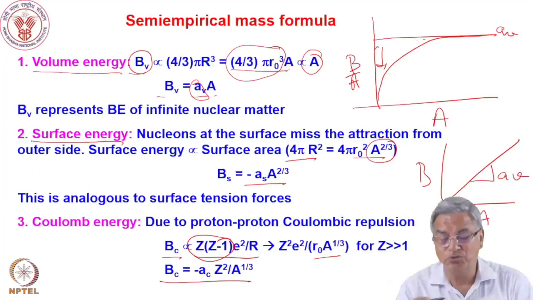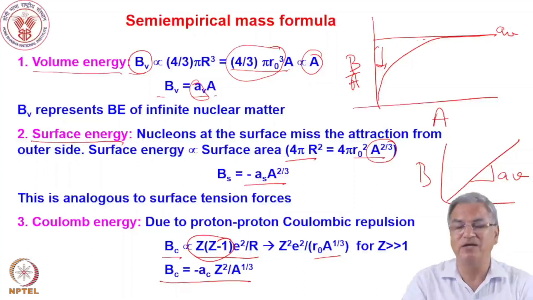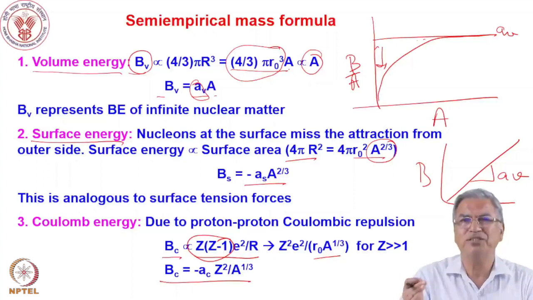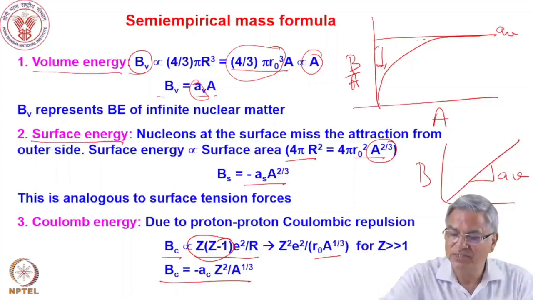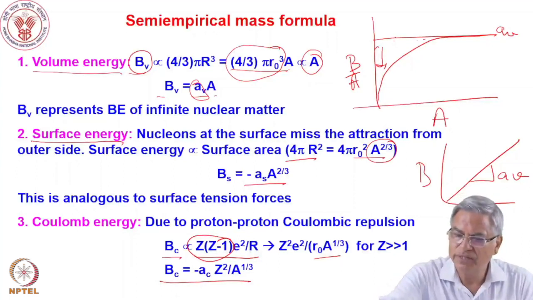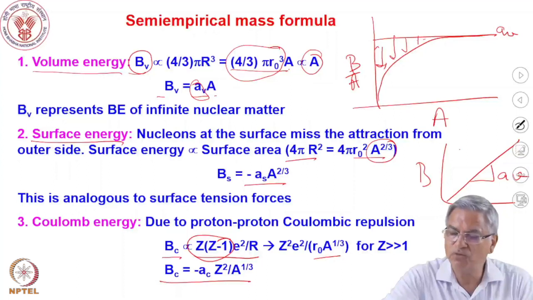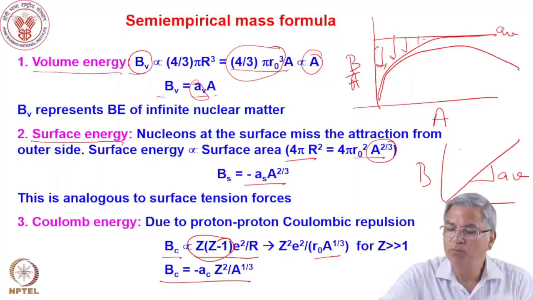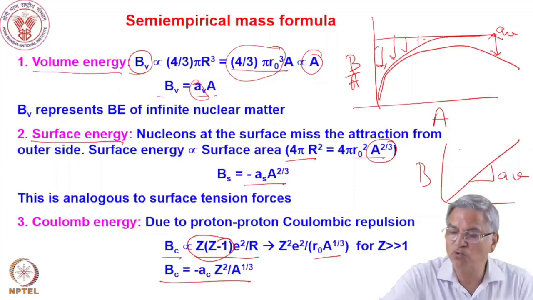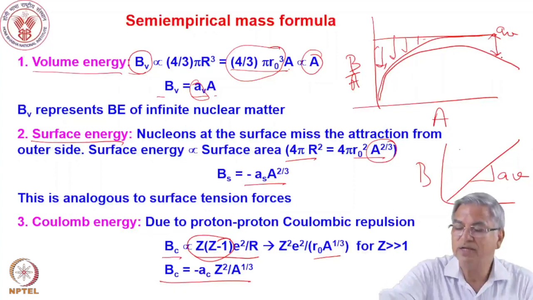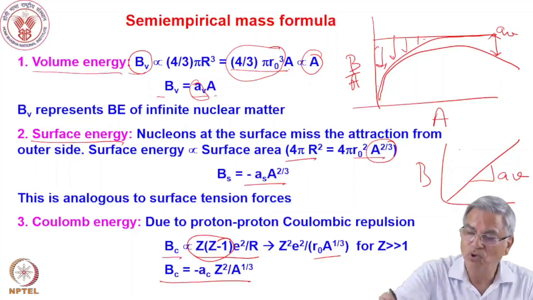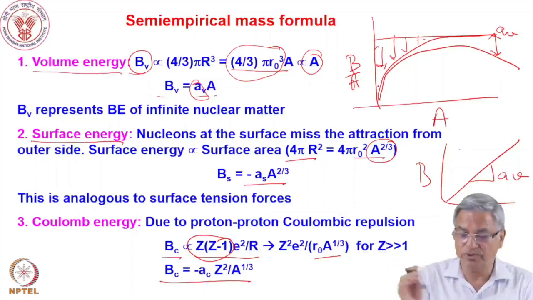Then the Coulombic term: if you see Z squared by A to the 1/3, for the lower mass region, Z is low, so the contribution of the Coulombic term will be much less. So if you add this, actually by the surface energy, the volume binding energy has decreased. Now the Coulomb energy will be dominating for the heavy nuclei. So the Coulomb energy will be more for the higher Z nuclei, and for low mass number, it is a smaller contribution.